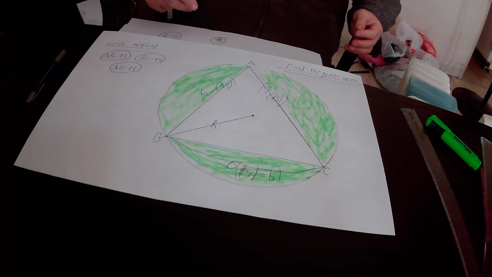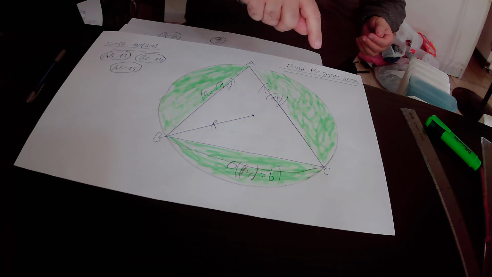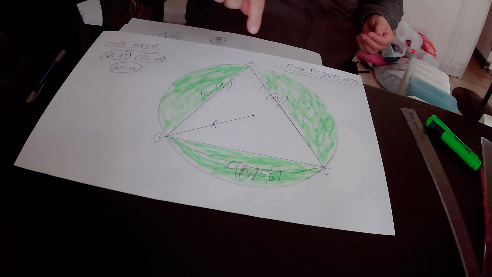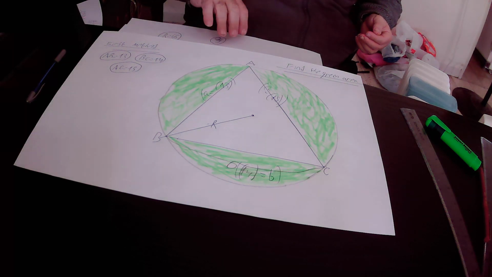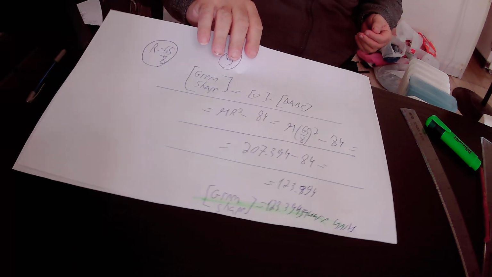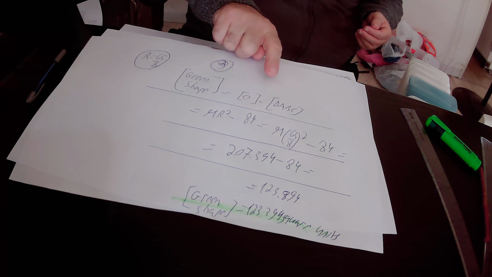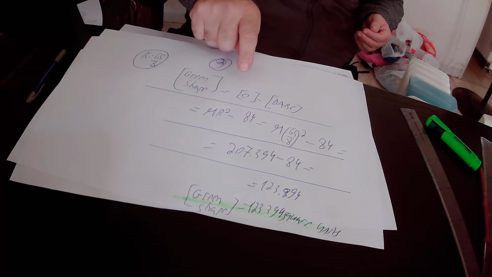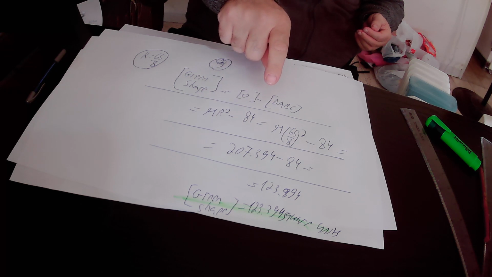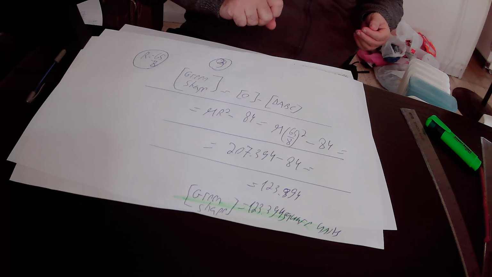It is very easy to see that the area of the green shape equals the area of the circle minus the area of triangle ABC. Repeat again, the area of the green shape in total equals the area of the circle minus the area of triangle ABC. The area of the circle is pi r square, and we already found out that the area of triangle ABC equals 84 square units.